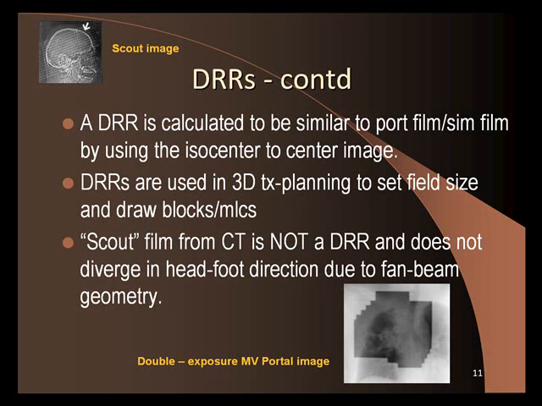It's something that people ask all the time, and you'll see these in board questions. They'll say, explain the difference between a scout image and a DRR. Somebody might send over a scout image to the treatment plan computer instead of the DRR, so you need to understand the difference between the two. It would be inaccurate, so the measurements wouldn't be accurate on there, and the blocks wouldn't be accurate. Okay, so a scout image or scout film from a CT is not a DRR, and it does not diverge in the head to foot direction due to fan beam geometry.